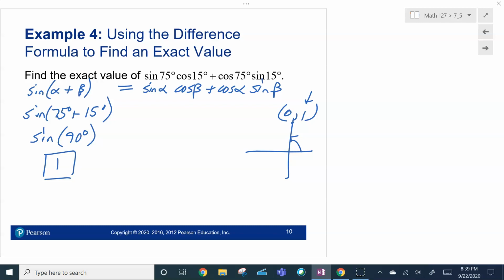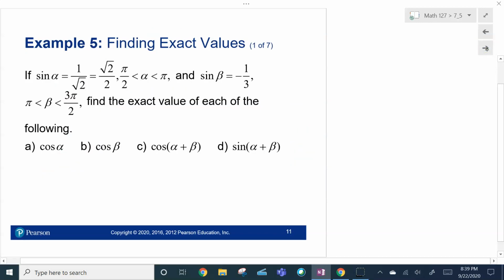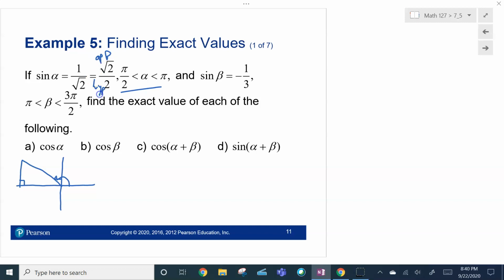All right, let's keep going here. What if we got this set up here? For sine alpha, we want to draw a picture of alpha, and they're also giving us some information for beta, so I'm going to draw a picture for beta as well. The first information is sine alpha is root 2 over 2, and alpha is less than pi but greater than pi half. So I'm going to draw that into quadrant 2. Now remember, sine is opposite over hypotenuse. So here's root 2 over 2.